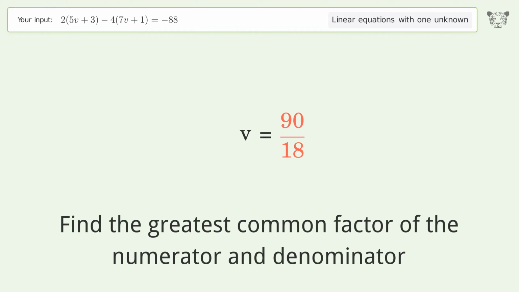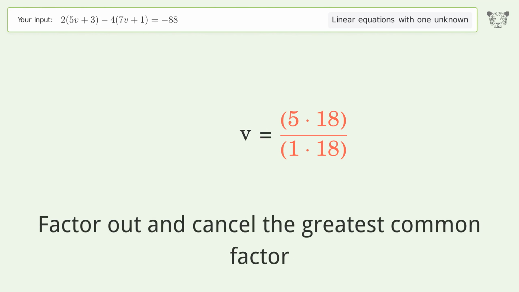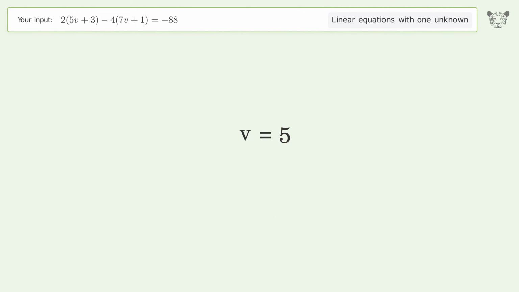Find the greatest common factor of the numerator and denominator. Factor out and cancel the greatest common factor. And so the final result is v equals 5.